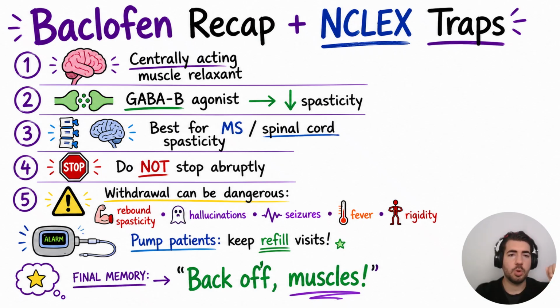Also, the major adverse effects are drowsiness, dizziness, weakness, sedation, hypotonia, anything that is like relaxation. Severe toxicity can cause respiratory depression, but also seizures, loss of consciousness, or coma. Now, patients with renal impairment are at a higher risk because baclofen is mostly cleared by the kidneys. The biggest safety warning is withdrawal.